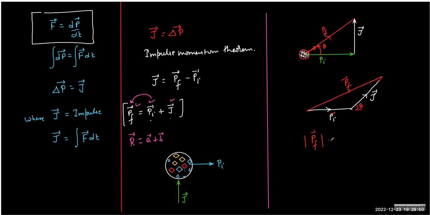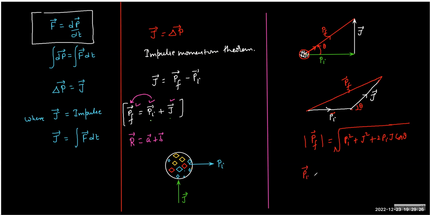So the modulus of resultant is how much? We have a formula for the resultant of two vectors. What is the formula? Tell me. Modulus of PI square plus modulus of J square plus 2 PI J cos theta. Very good. So that is our formula. Given PI and J, you can definitely find the PF value. Or vice versa, given the PI and PF, you can find the J also, isn't it?